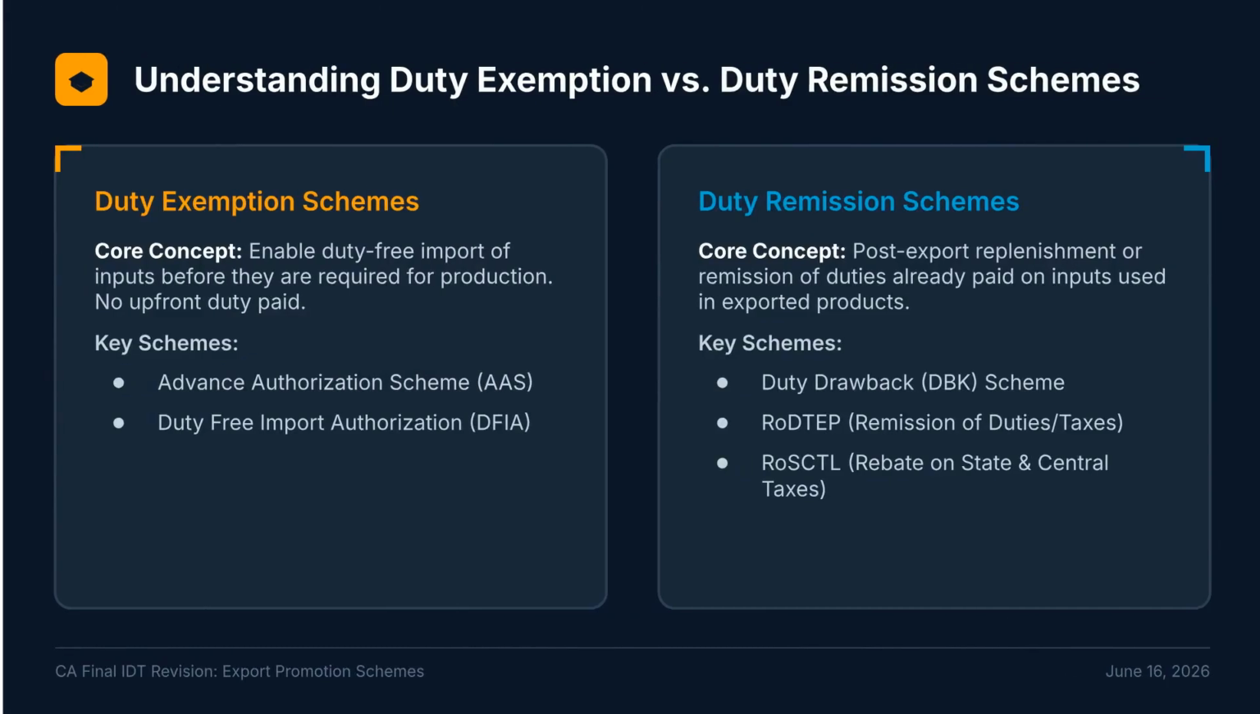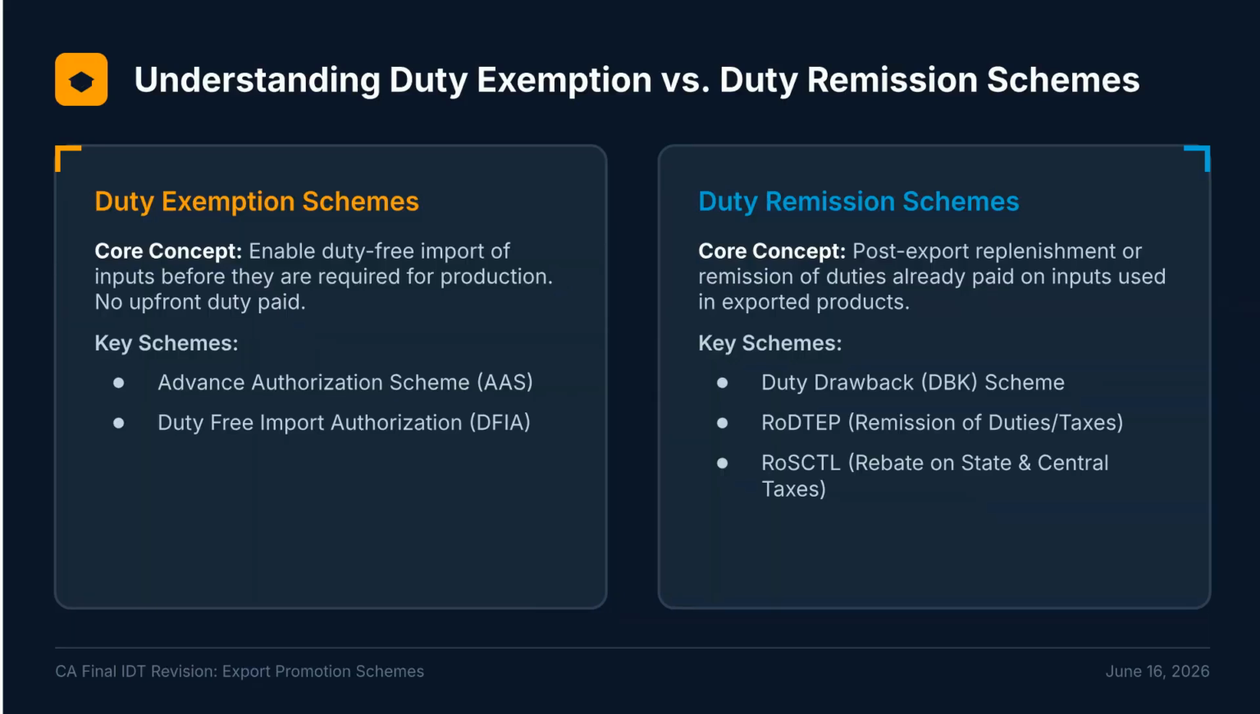Before diving into Advance Authorization and DFIA, let's understand the foundation. Duty exemption schemes allow an exporter to import inputs without paying duties upfront. In simple terms, the government waives the duty before production begins. The major schemes here are Advance Authorization and DFIA.